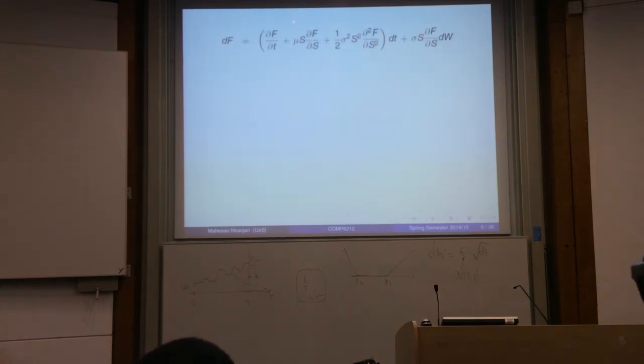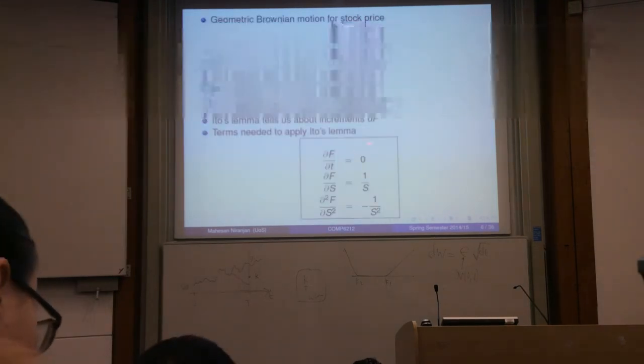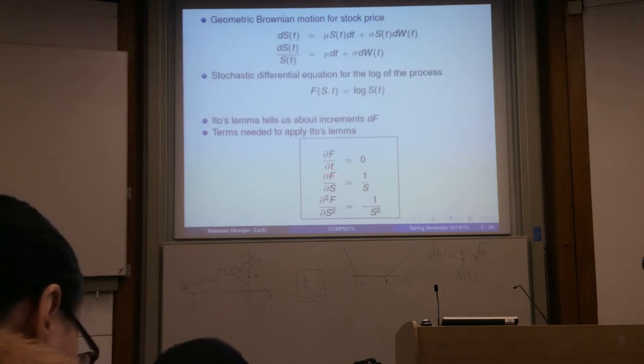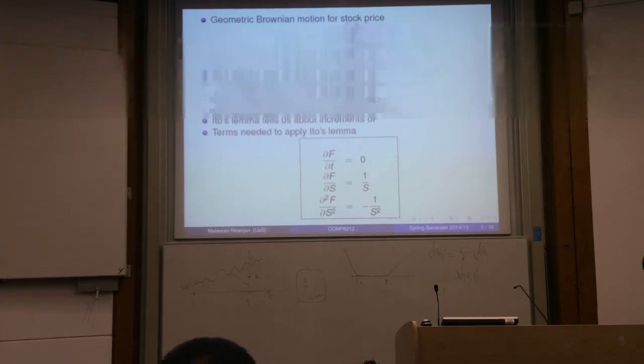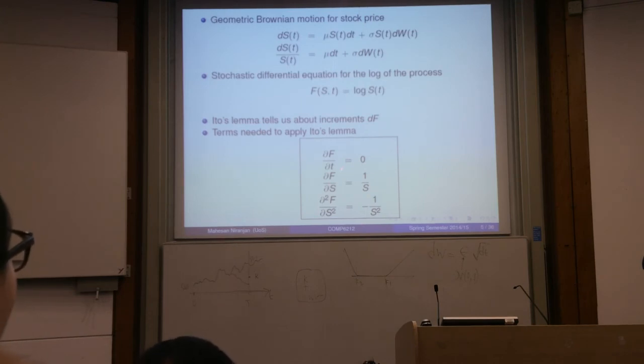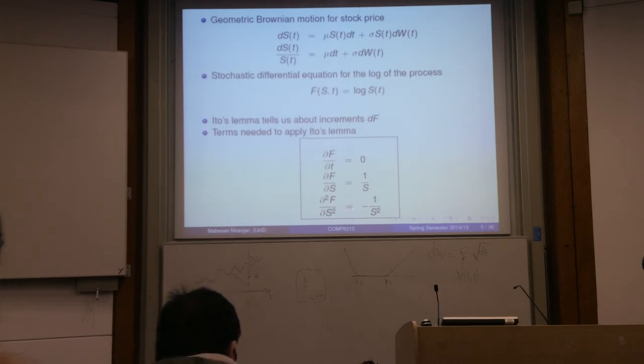Yeah, and this one has that term, that term, that term. Our F is log of S, so I can calculate all that. I can calculate the derivative with respect to time, 0. The derivative with respect to S, 1 over S. Second derivative, minus 1 over S squared. All I'm doing here is differentiating log of S. Why am I doing this?